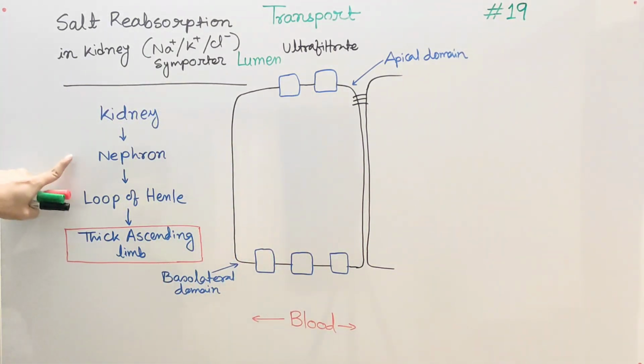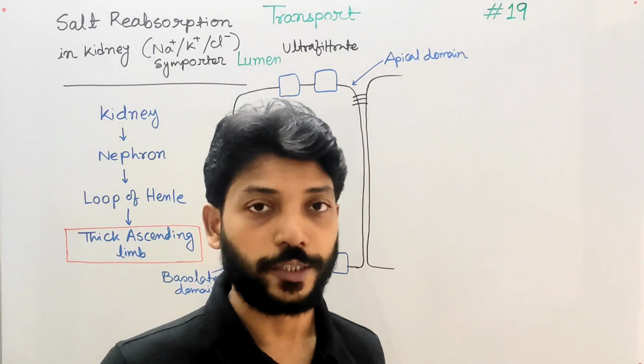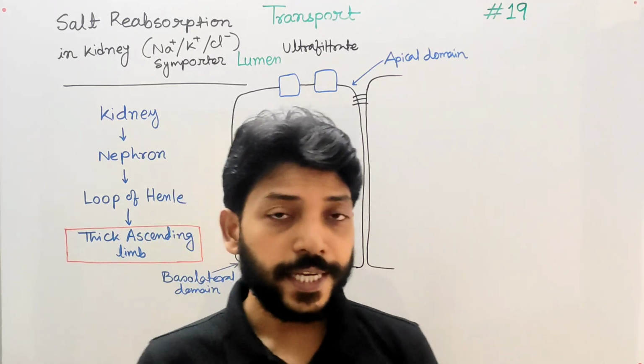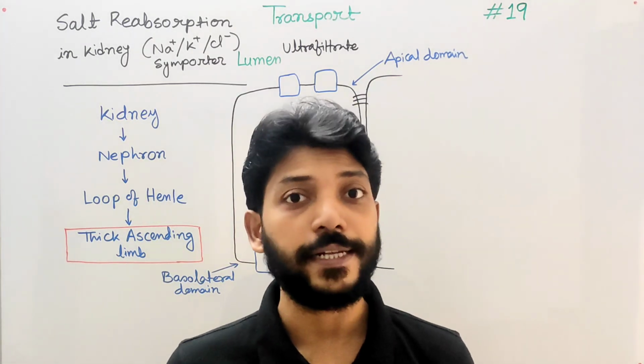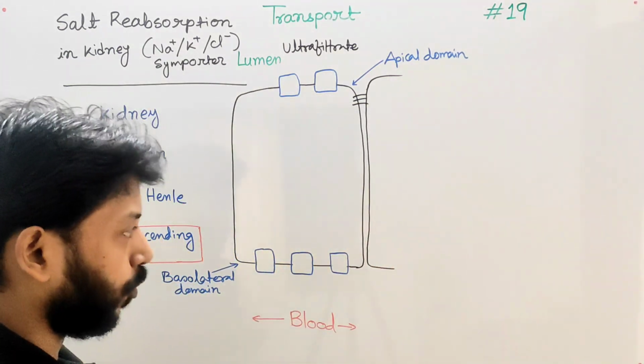So the kidney contains nephrons, and in the nephrons there is a structure called the loop of Henle. And in the loop of Henle there is the thick ascending limb. I will show the structure. So as you can see, this is the structure of the nephron and this is the loop of Henle. This U shape is the loop of Henle and here is the thick ascending limb. In the thick ascending limb there are epithelial cells that actually help in the reabsorption of sodium chloride.